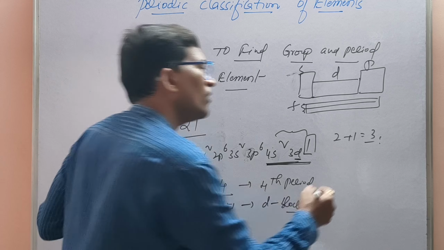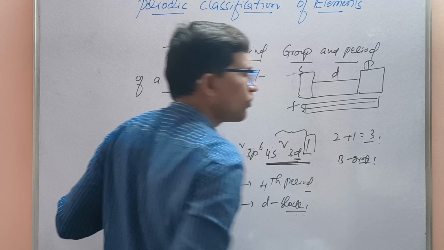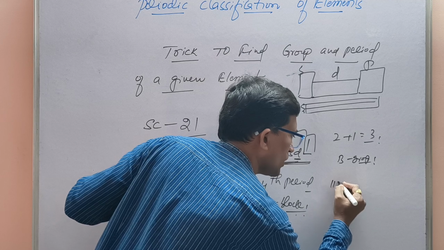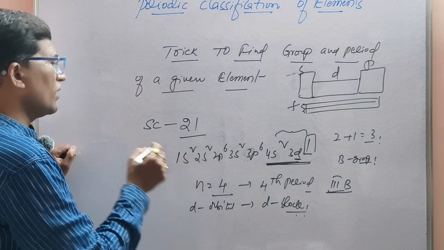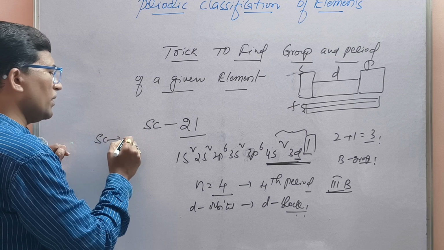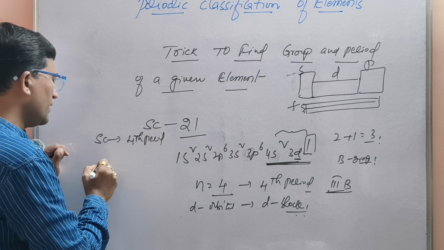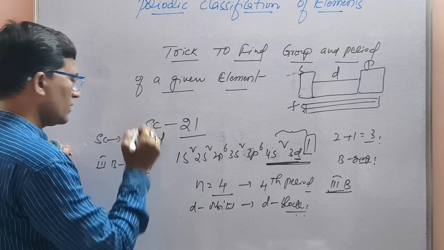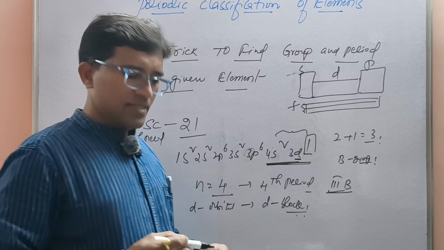In the D block we have B group elements. All B groups are there. 2 plus 1, 3 electrons are there. The total number of electrons is 3. It belongs to the third B group. So the element scandium belongs to the 4th period and third B group. Fourth period and third B group element is scandium.